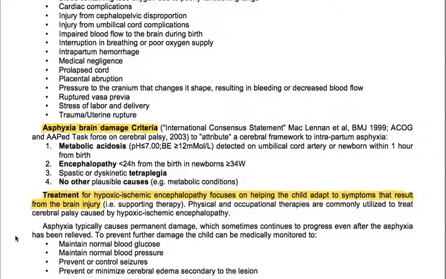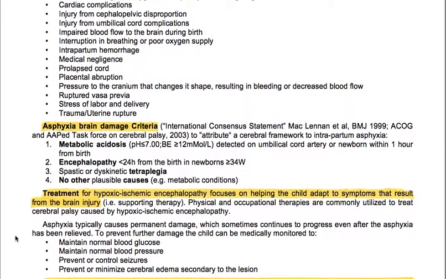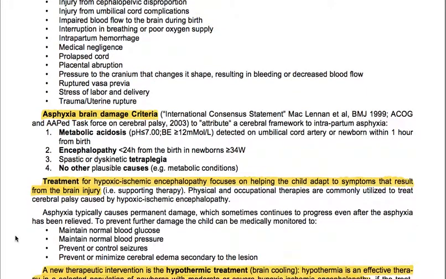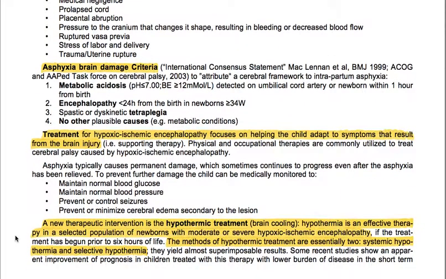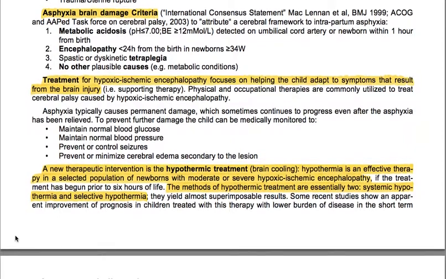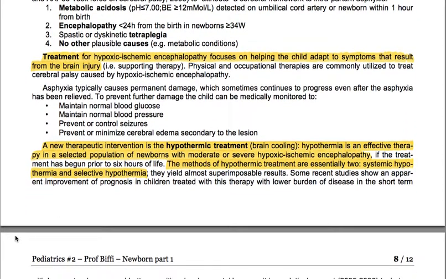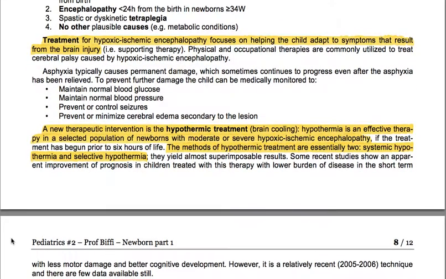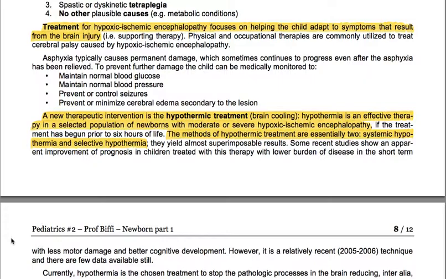To prevent further damage, the child must be medically monitored to maintain normal blood glucose, maintain normal blood pressure, prevent or control seizures, and prevent or minimize cerebral edema secondary to the lesion. A new therapeutic intervention is the hypothermic treatment, or brain cooling. Hypothermia is an effective therapy in a selected population of newborns with moderate or severe hypoxic ischemic encephalopathy. The treatment has to begin prior to 6 hours of life.